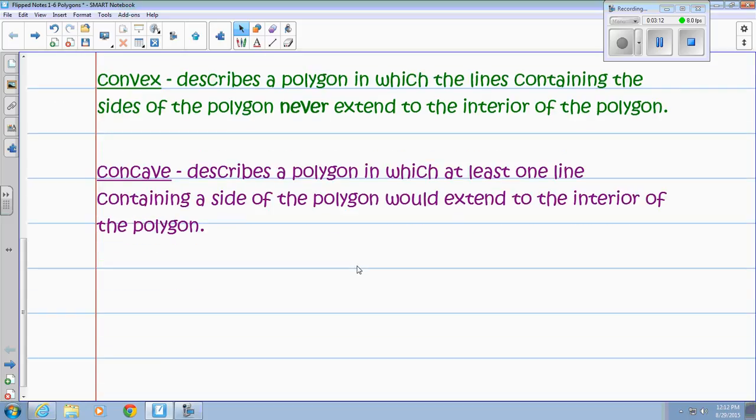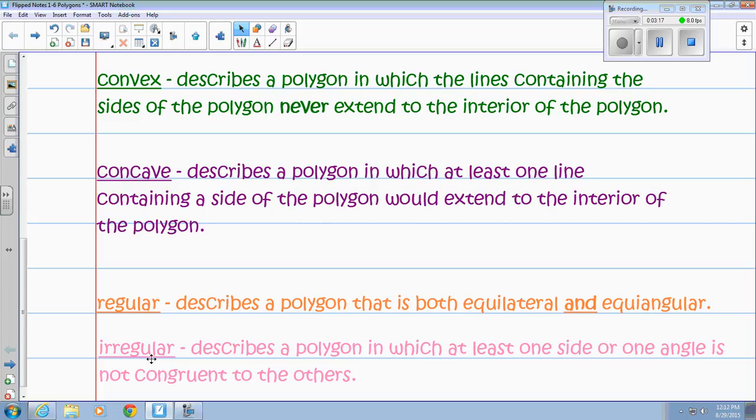And the other way that we can describe polygons is by either being regular or irregular. So a regular polygon are the cliche polygons that we always think of. There are polygons that are both equilateral and equiangular. So like the octagon in a stop sign has all congruent sides and all congruent angles. That is a regular octagon. An irregular polygon is the opposite of that. It's something where at least one side or one angle is not congruent to the others.